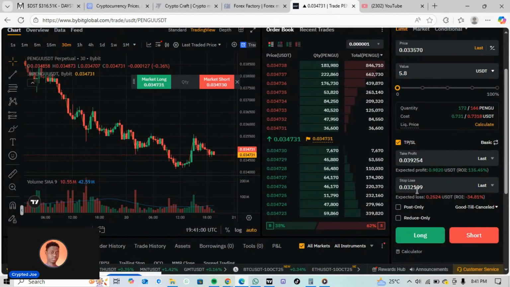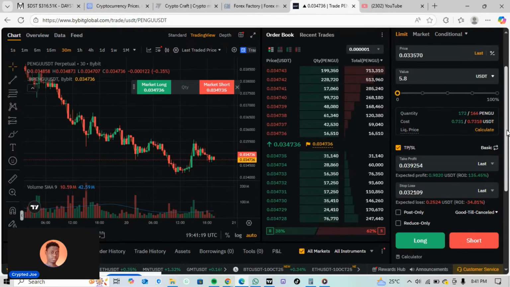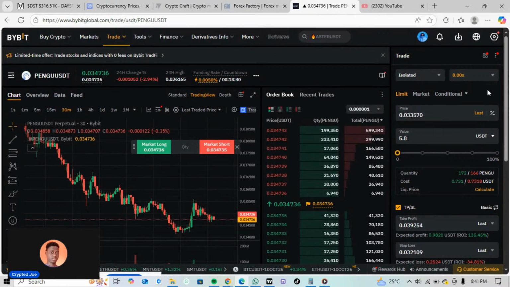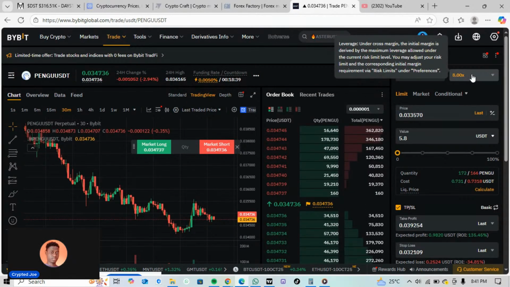So that's it. We want to lose a particular amount and we are seeing it here. Okay, good and fine. Expected profit: risk amount multiplied by risk reward ratio will give you expected profit. So now the next thing is leverage. You understand? Leverage. Now this one is on 8x.